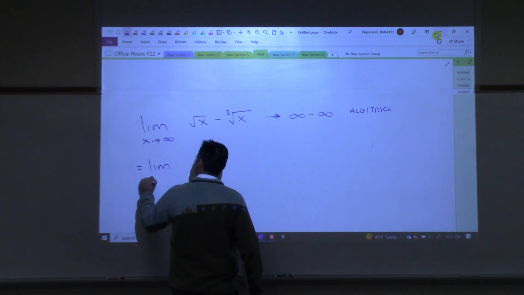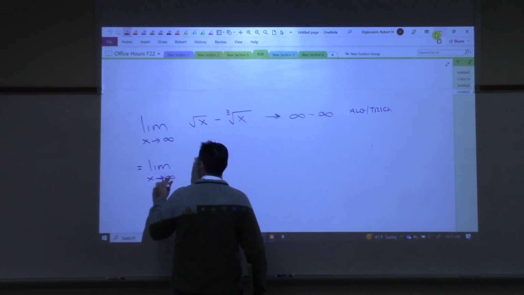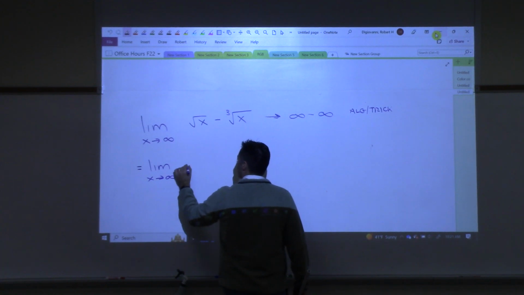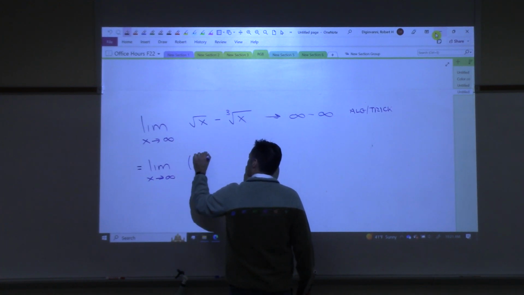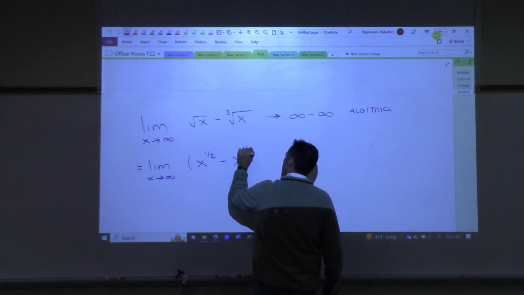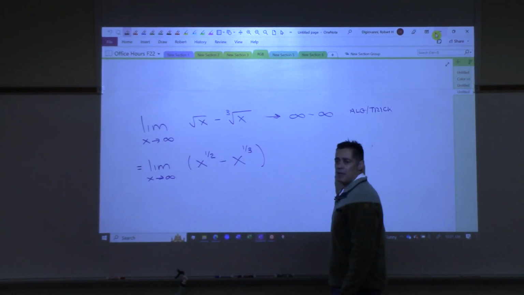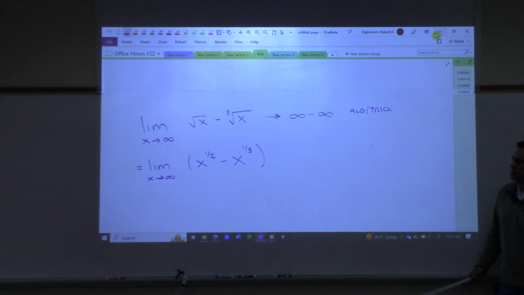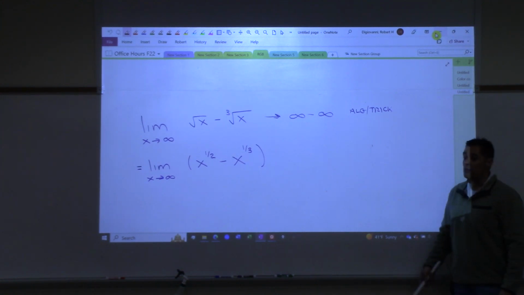Limit as x goes to infinity. This is a problem that I would expect you could do. I'm going to convert this, I'll put it in parentheses just so we have it, to x to the 1/2 and convert this one to x to the 1/3. Do you all agree that's exactly the same thing? That's what those roots really mean, that you're raising it to a fractional power.